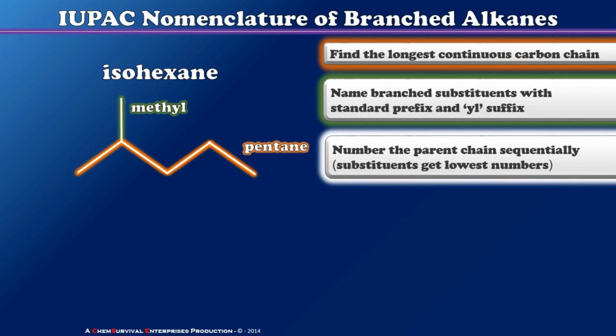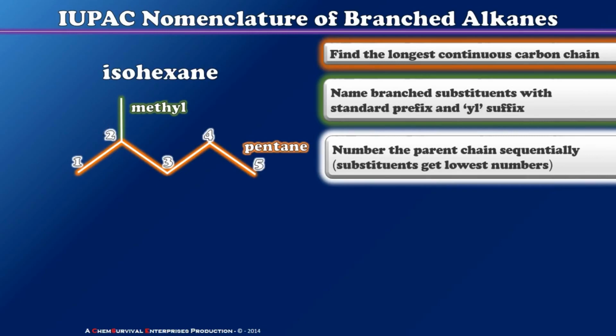Next, I have to number the parent chain in such a way that I can get an address to tell my reader exactly where that methyl substituent is attached. So I have to start from one end of the chain and work my way across to the other. And I choose a direction which gives my substituent or substituents the lowest possible numbers. For example, in this case, I have one direction of numbering giving me methyl at the 2 position, and my other option places the methyl at the 4 position. Because my first numbering scheme gives the methyl group a lower numbered address, that's the one I'll be using.